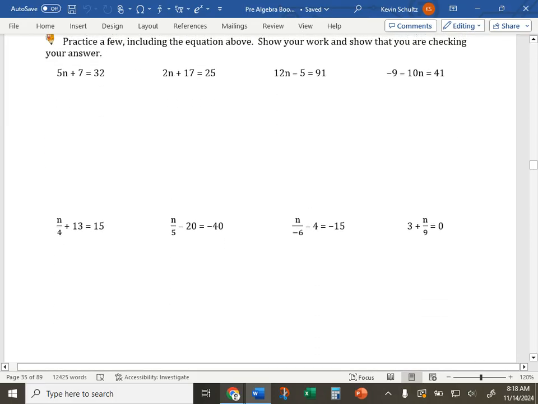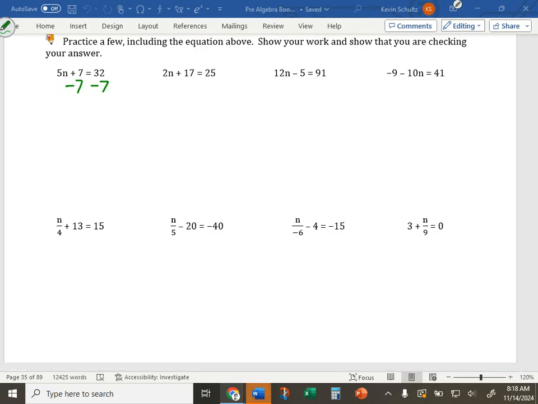So 5n plus 7 equals 32. We see we have the equation we have above. We have multiplication, we have addition. We start with this addition and do the opposite. What's the opposite of adding 7? Subtracting 7. So your work that you're showing here, you're showing subtracting 7 from both sides. Subtraction, because it's the opposite of addition, and we do it to both sides to keep the equation balanced. Right? So 7 minus 7 equals 0. They cancel out.